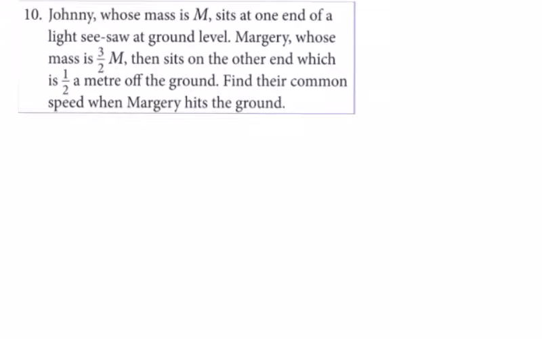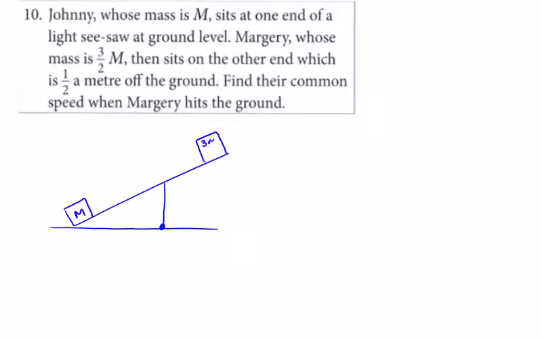Number 10 now. Johnny, whose mass is M, sits at one end of a light seesaw at ground level. Here's Johnny, ground level. He has mass M. Marjorie, whose mass is 3m over 2, sits at the other end. So I'll write 3m over 2 for Marjorie, and it's half a meter off the ground, so this is 0.5 m. Find her common speed when she's just about to hit the ground.